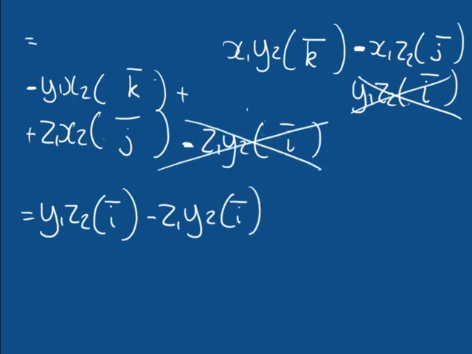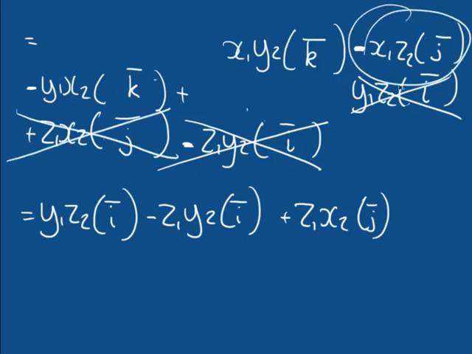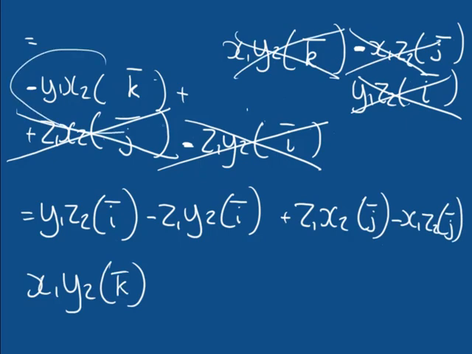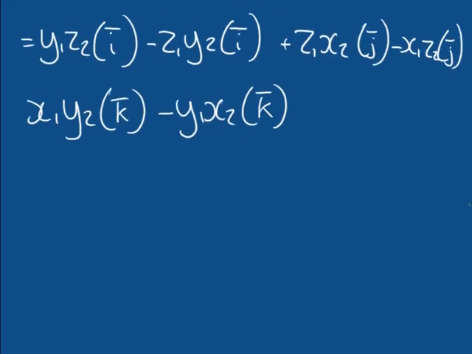I'm now interested in terms of j. Well, we have this guy, so we could add z1 x2 times j. So we've dealt with him. We also have this term up here, so we're subtracting x1 z2 times j. I'm also interested in terms of k. Well, we have this term of k right here, x1 y2 k. And this term of k, the final term in our equation, so minus y1 x2 times k, which hopefully you can see I could now factorize, if you will.